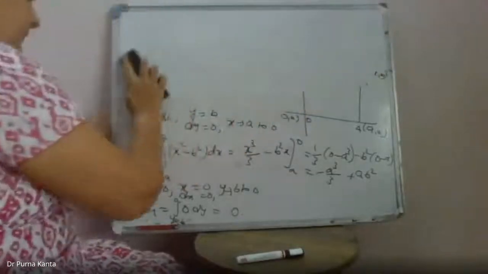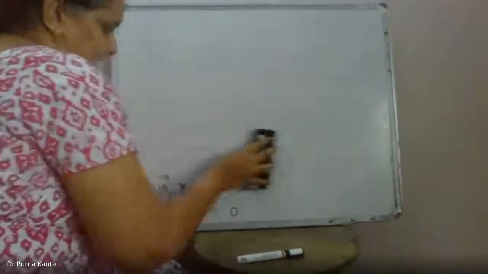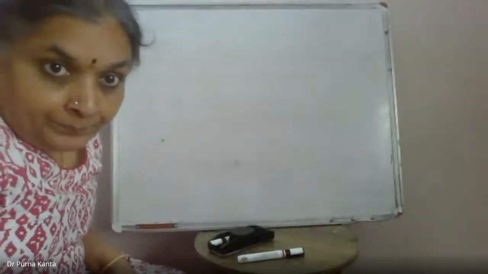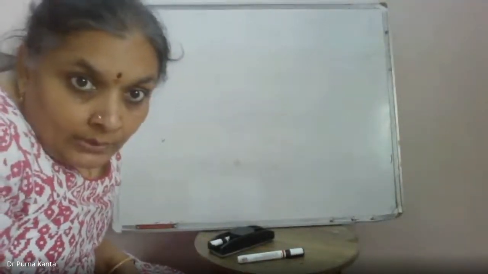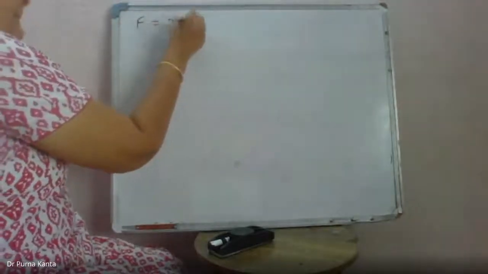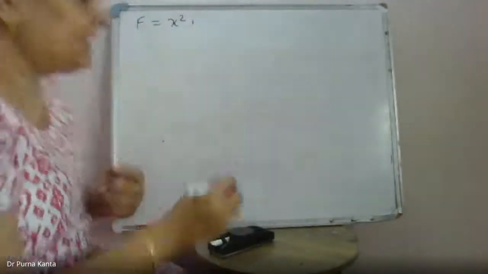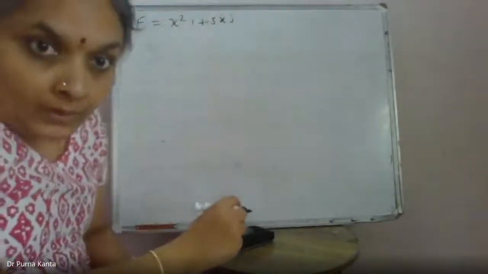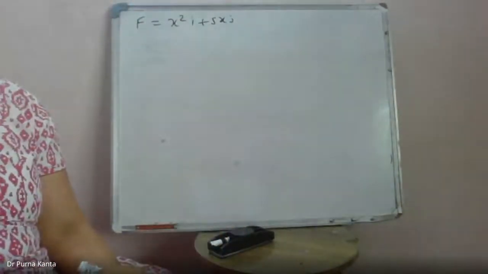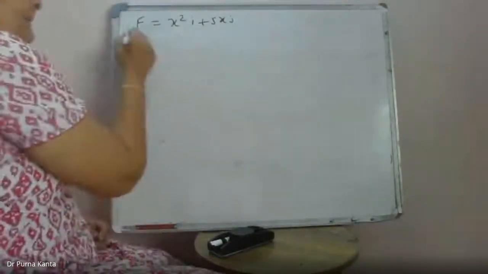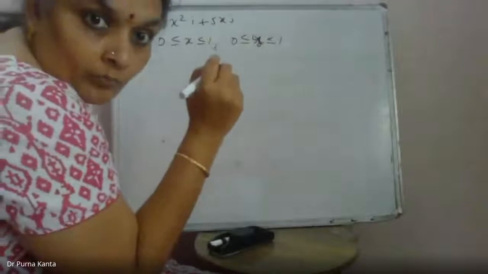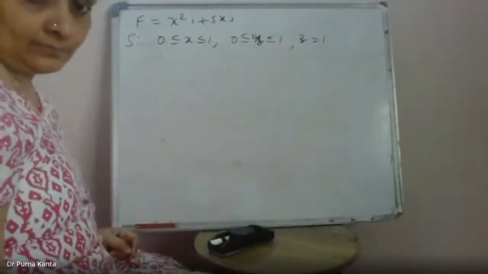Okay, verify Stokes' theorem for F equal to x square i plus 5x j, and S is 0 less than or equal to x less than or equal to 1, 0 less than or equal to y less than or equal to 1, z equal to 1.